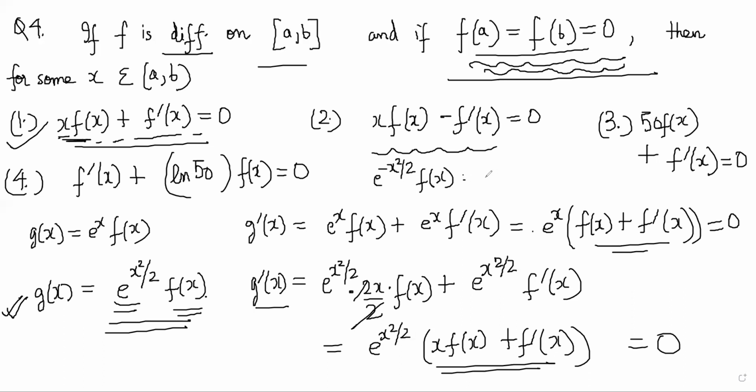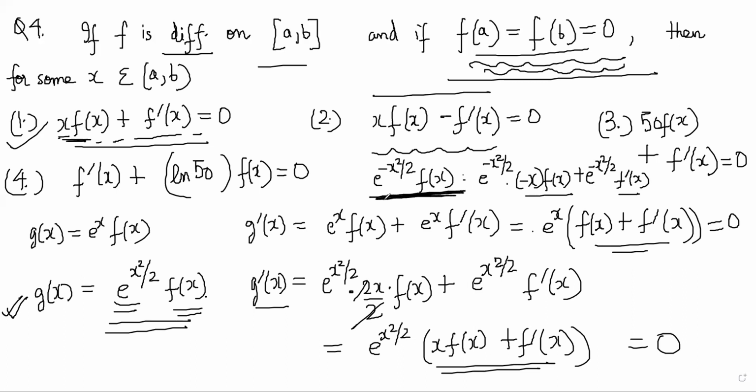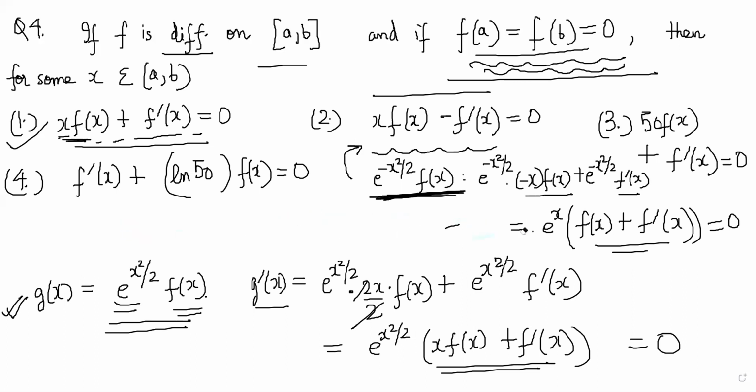It will be e power minus x square by 2 into minus x f of x plus e power minus x square by 2 into f dash x. If you take e power minus x square by 2 common, you'll get f dash x minus x f of x is 0, which is the same thing as this actually. This time e power minus x square by 2 f of x is the right function to check with.